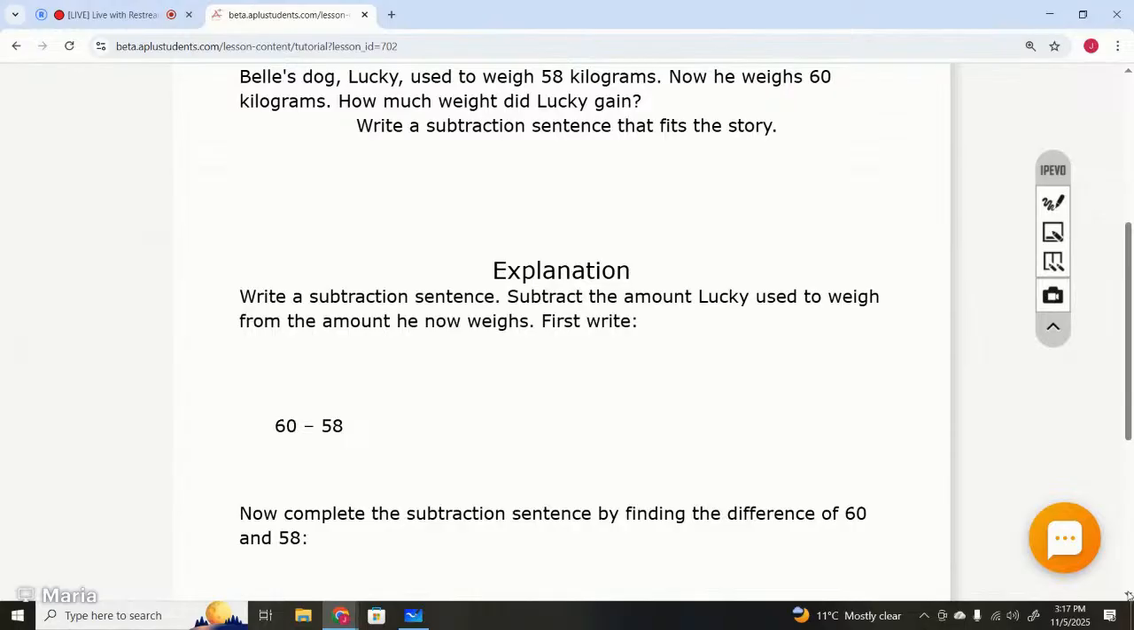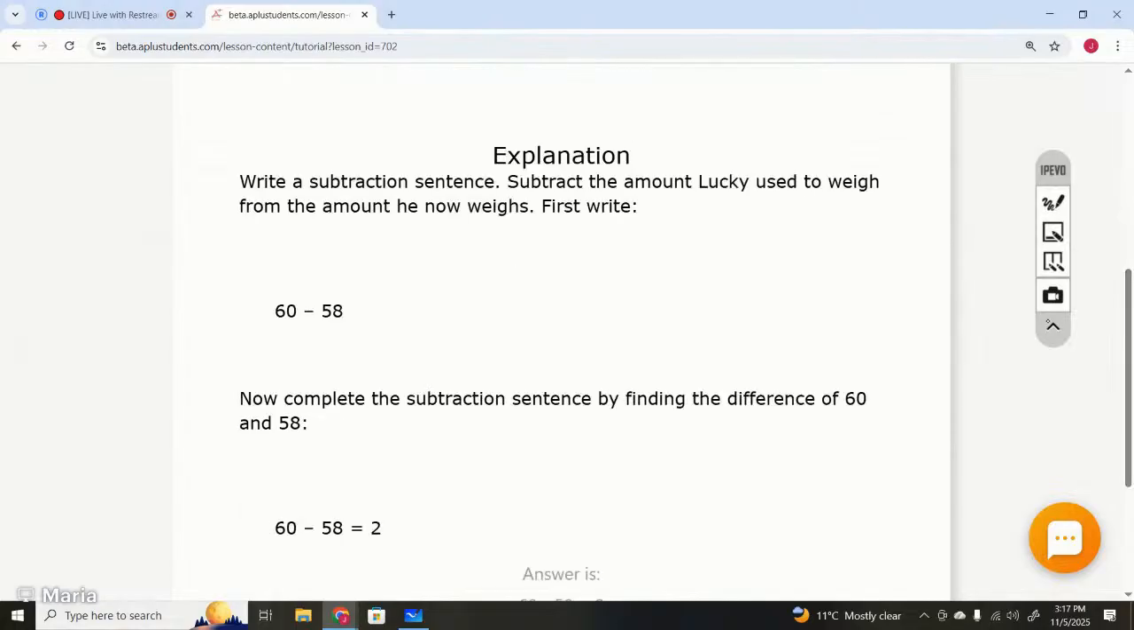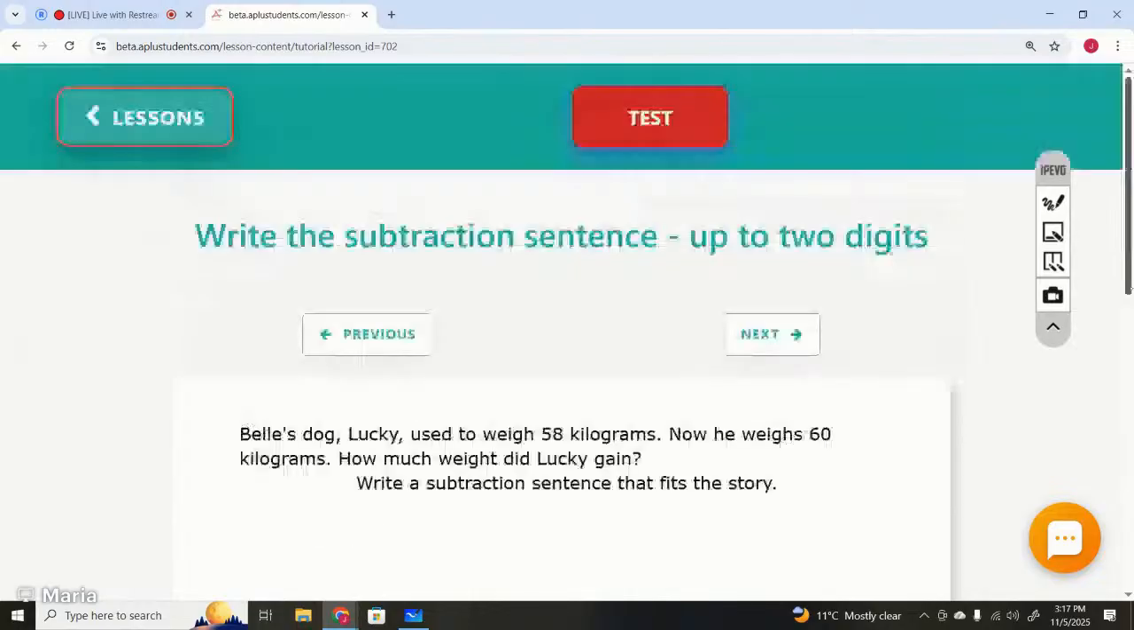Now he weighs 60 kilograms, right? And he used to be 58. So that means you have to do 60 minus 58 and then you just have to subtract, find the difference. Start counting from 58 and count up to 60. So 58, 59, 60. So that means we have just 2. So 60 minus 58 is 2. Let's just start with the test questions.